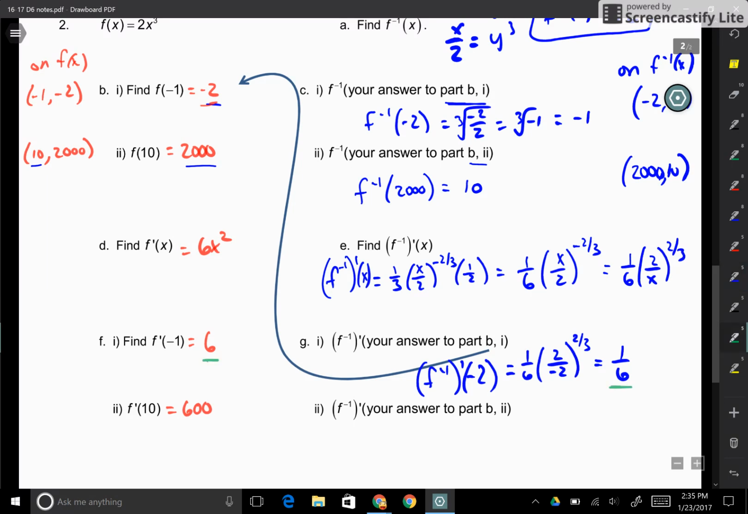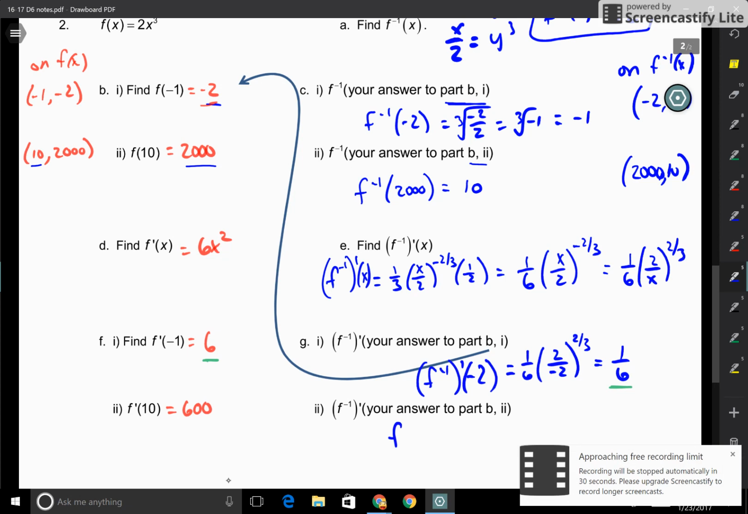1/6, 6. Now, when we go to take this 600 and plug it in there, sorry, we're supposed to do f inverse prime of our 2,000. So I'll bet you, if I just save myself some time, that's going to turn out to be 1 over 600. Let's make that clearer. That's going to turn out to be 1 over 600. Bam.